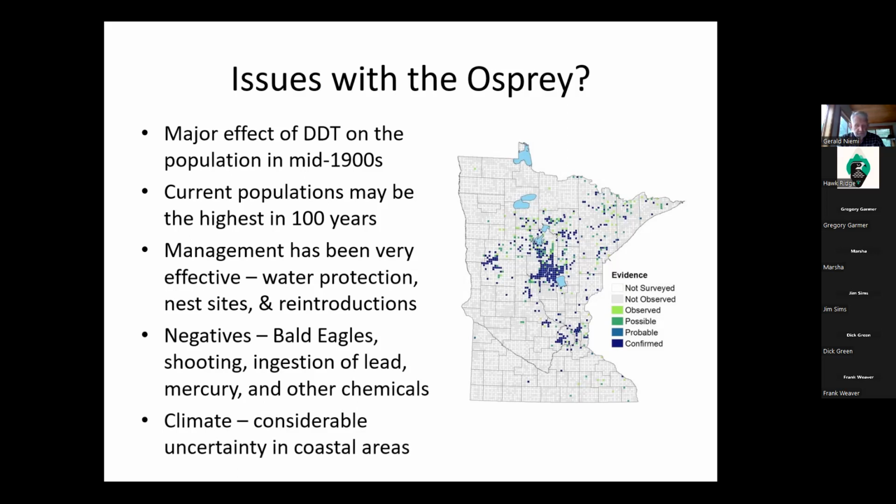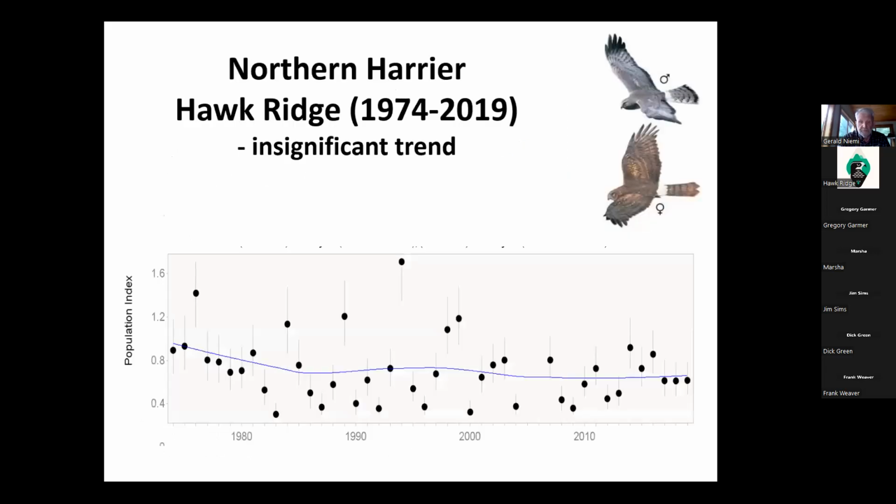And literally, this species nests near water, and especially in coastal areas. So there's considerable uncertainty for that species with climate change. Northern harrier at Hawk Ridge, this shows an insignificant trend. So I guess it could be considered somewhat stable in the area.